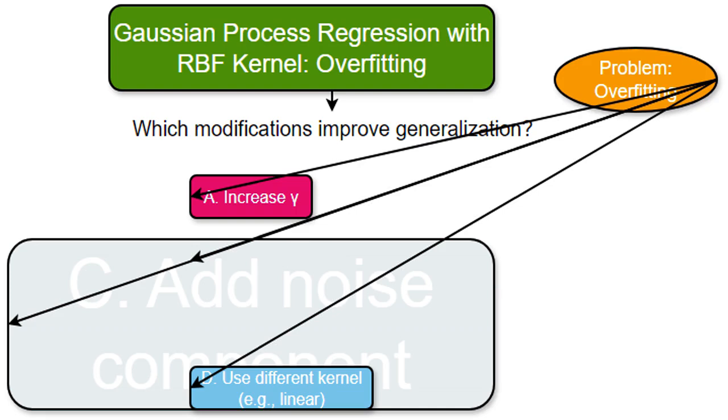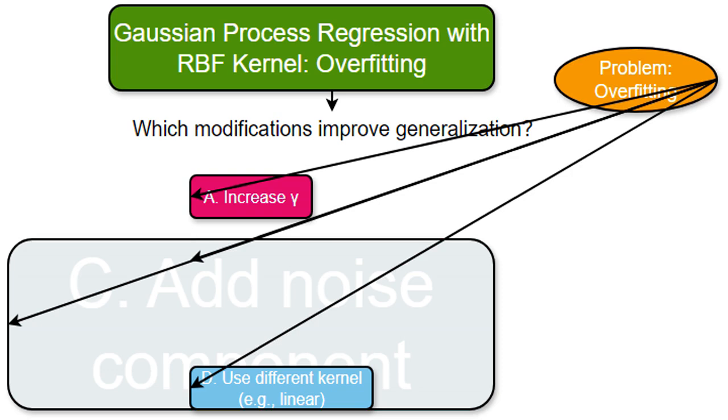Adding a noise component is like acknowledging that your data isn't perfect. It's a way of saying, hey model, don't trust the data too much. There's some noise in there, so don't fit it too tightly. By explicitly accounting for noise, you make your model more robust and less likely to overfit the noisy parts of your data.